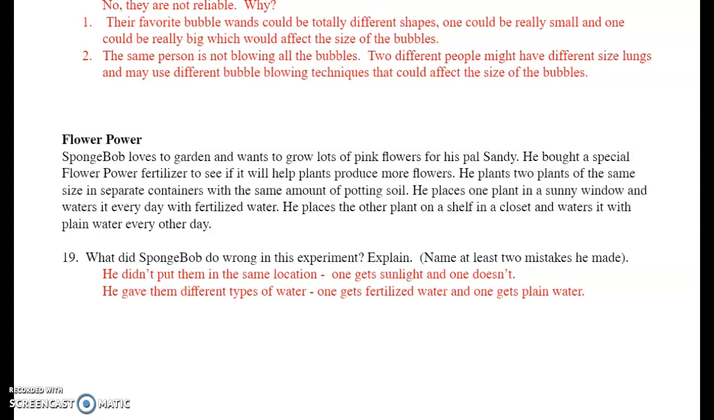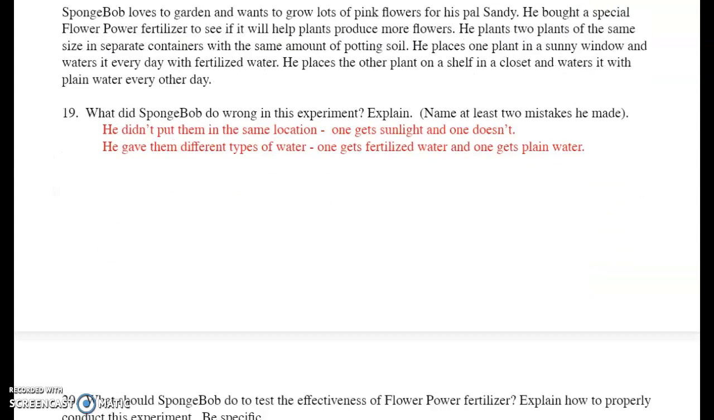So what did he do wrong? Well, first, he didn't put them in the same location. They're getting different amounts of sunlight. One's in the sunlight, one's in a closet. Also, he's giving them different types of water. One gets fertilized water and one gets plain water. Okay, so you're not going to know if the plant doesn't grow, if it dies, it's not going to be because of lack of fertilizer. It's probably going to be lack of sunlight.